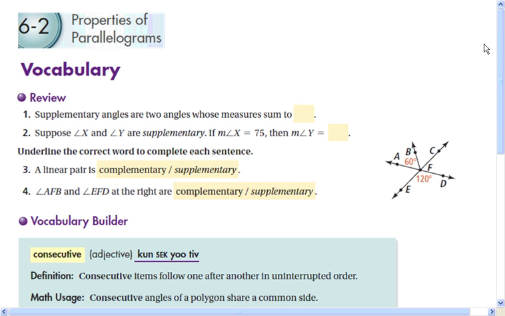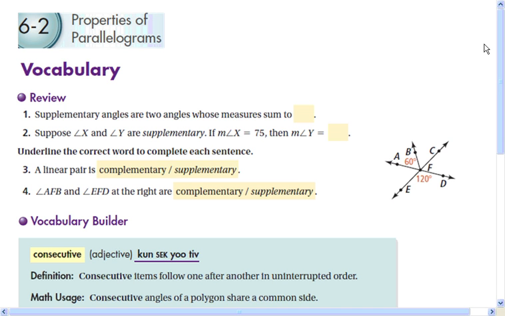Hey students, this is lesson 6.2, properties of parallelograms. In this lesson, you will learn to use relationships among sides and angles of parallelograms and to use relationships among diagonals of parallelograms. Quick review here.